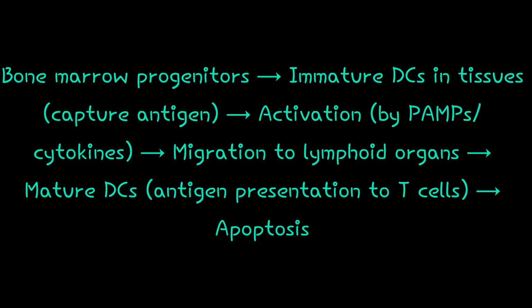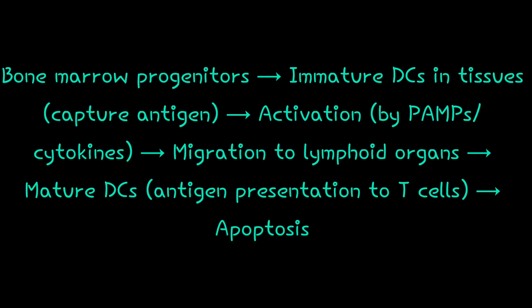Then let's know about the life cycle of dendritic cells. The immature dendritic cells are located in the peripheral tissues. First, the bone marrow is the origin. Hematopoietic stem cells, that is HSCs, give rise to common dendritic cell progenitors, that is CDPs, which differentiate into conventional dendritic cells, that is cDC1 and cDC2, and plasmacytoid dendritic cells, that is pDCs. Monocytes can also become monocyte derived dendritic cells during inflammation.